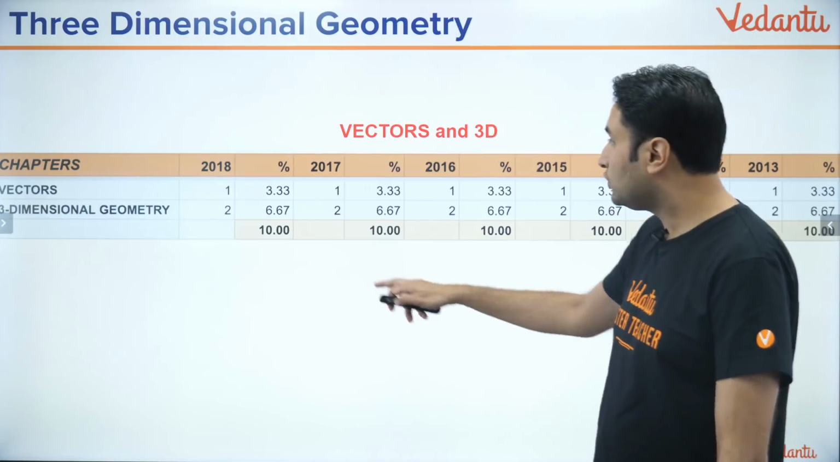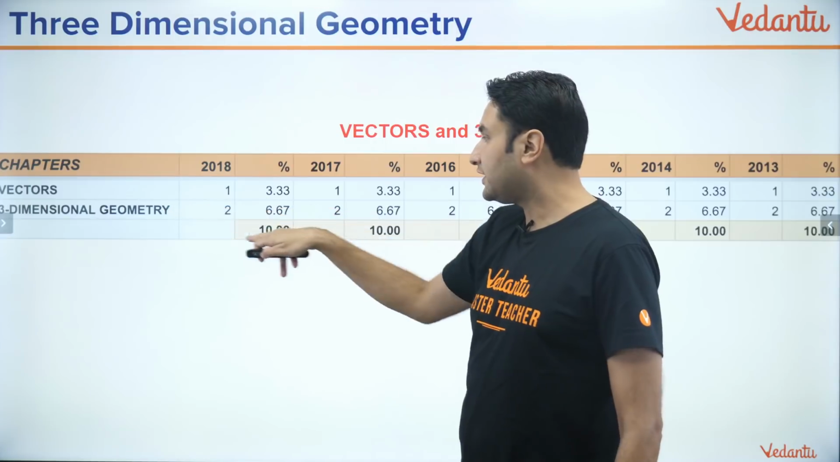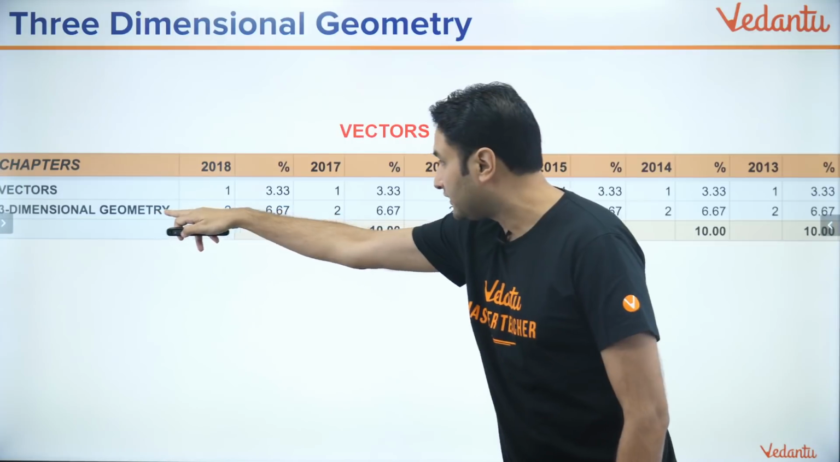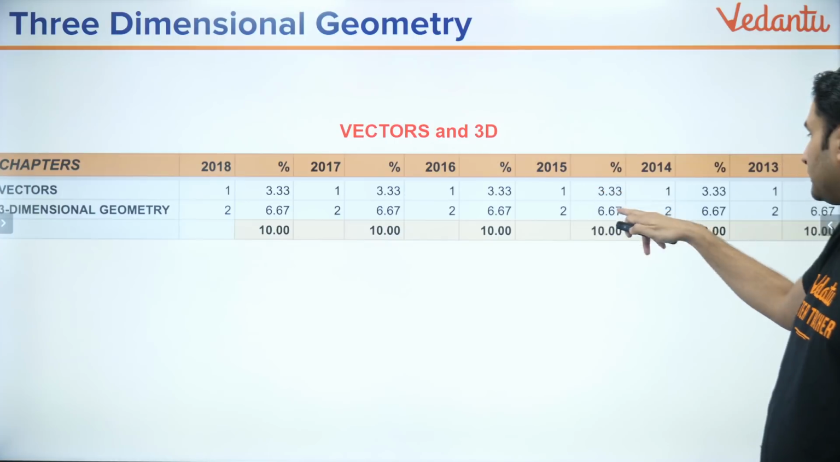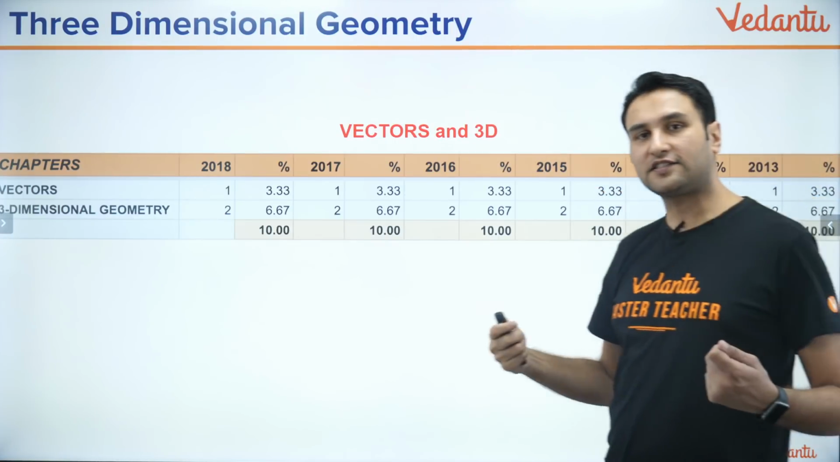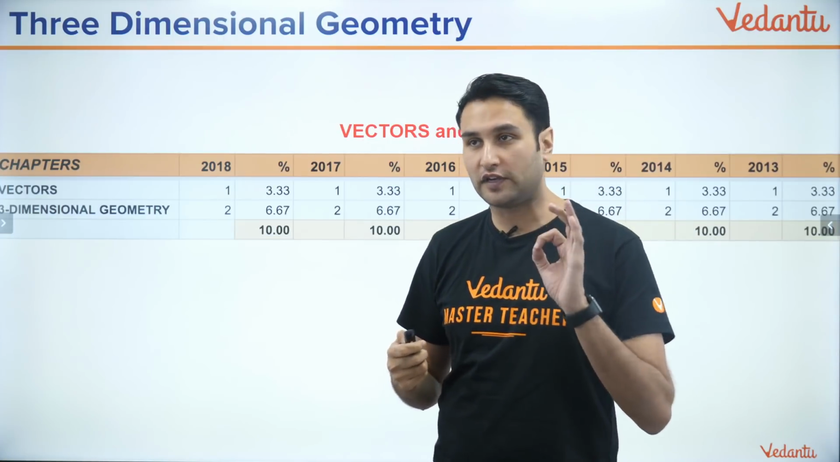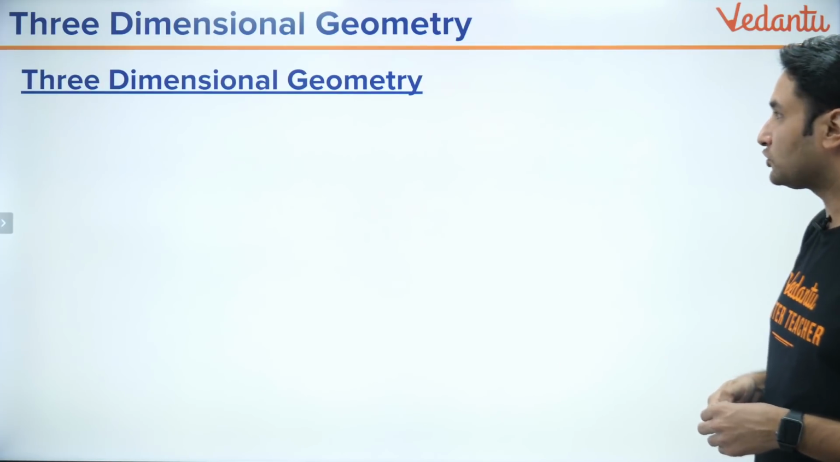As I've been telling you, importance of 3D is super high. Almost vectors and 3D combined comes for 10% every year. But if you look at 3D, it comes for almost 7% consistently every year. So very, very important. All right, on that note, bachcho, let us begin.